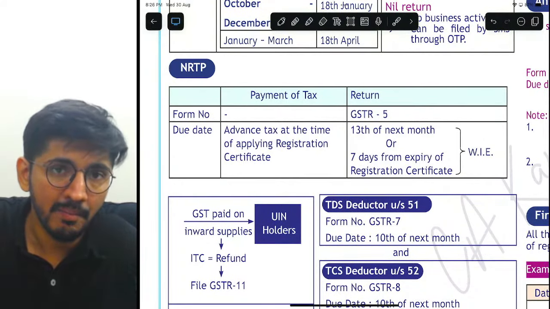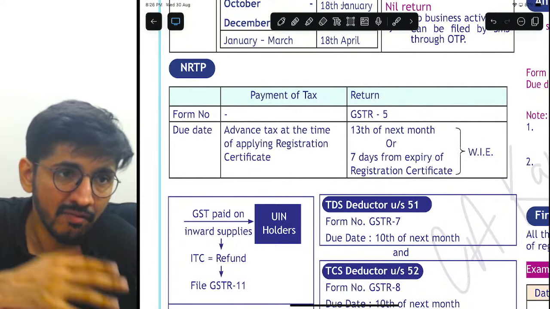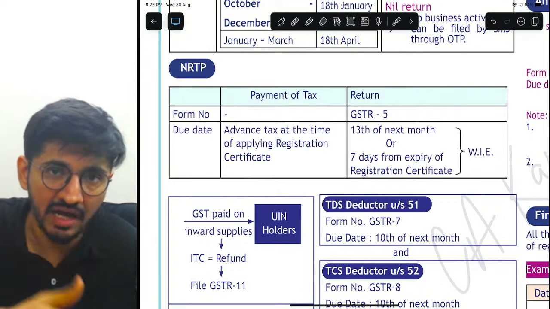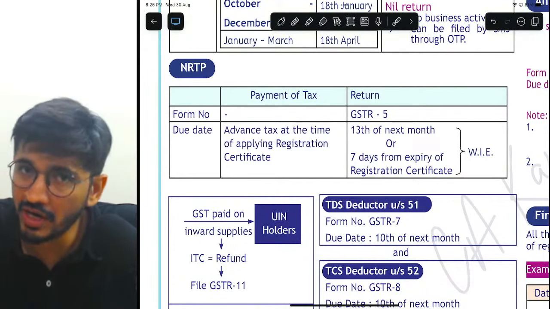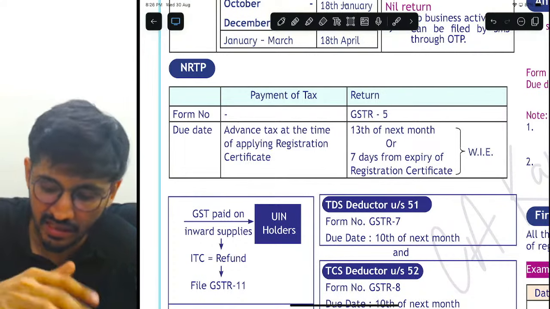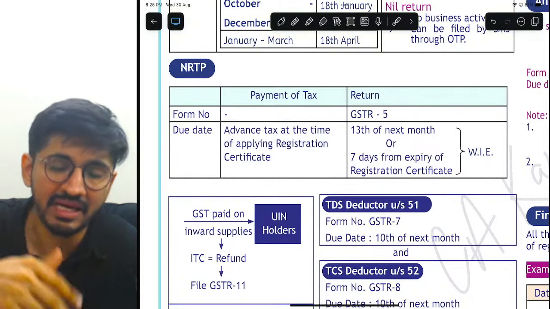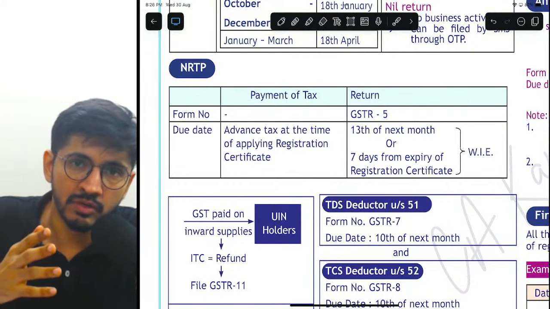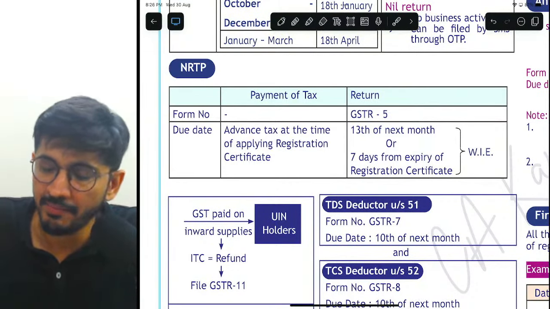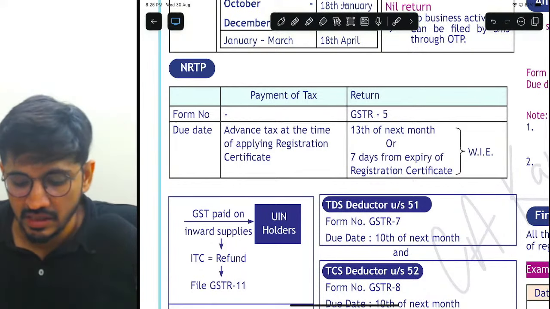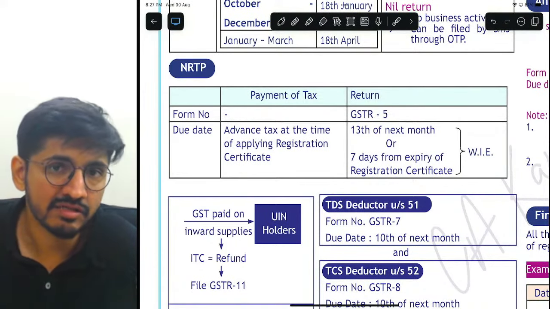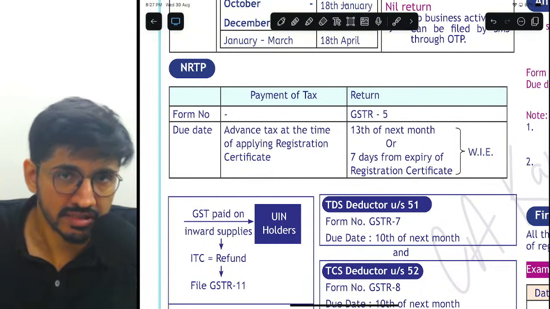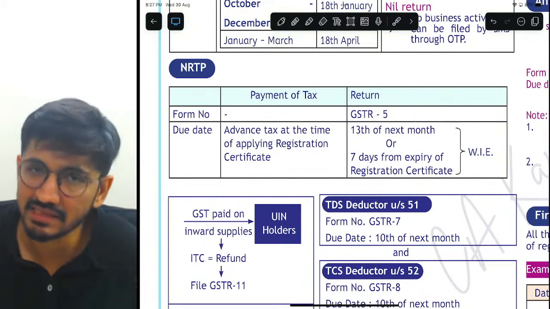Hope you got that. But understand, obviously, if the advance tax is paid, it is paid on the basis of estimation. Either you will end up paying in excess, or you will land up paying less. If you pay in excess, you will get the refund. If you pay less, you will have to pay the remaining pending amount with interest. So when I talk about return, it's the 13th of the next month, or 7 days from the expiry of RC, whichever is earlier. Again, whichever is earlier.